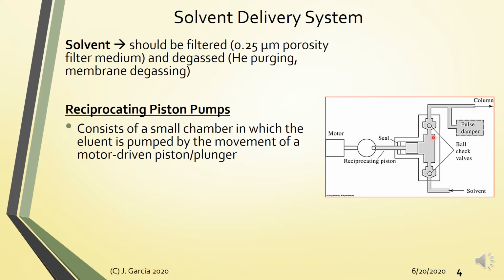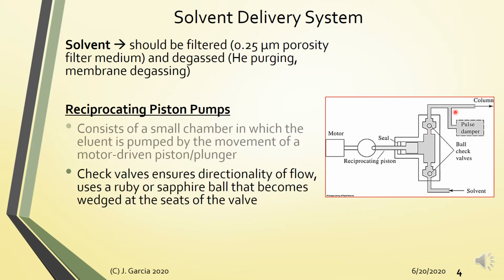So you have a small chamber here where the eluent is pumped by the movement of this reciprocating piston. If the piston retracts, paatras, it will aspirate the solvent going into the chamber. Then the succeeding push motion of the pump will push the solvent towards the column. Now, check valves ensure the unidirectionality of the flow.